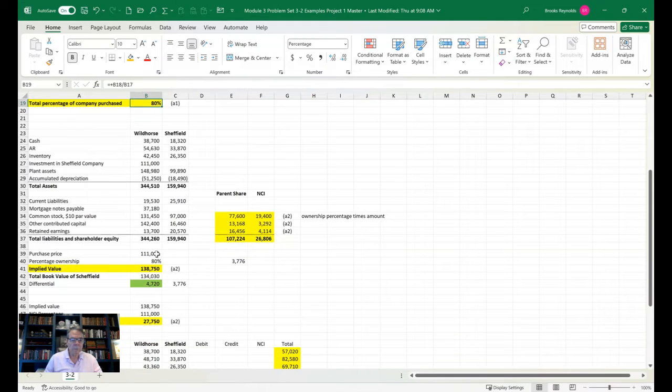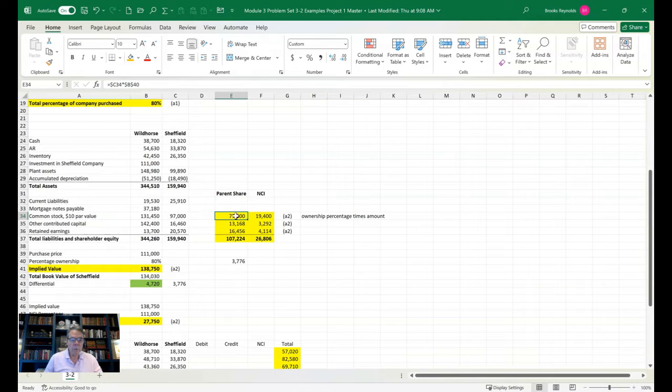So we bought a total of $111,000, which is 80%. So the implied total value is $138,750. The book value is $134,030. So we are going to be looking first at the book value of the parent share and the NCI portion.